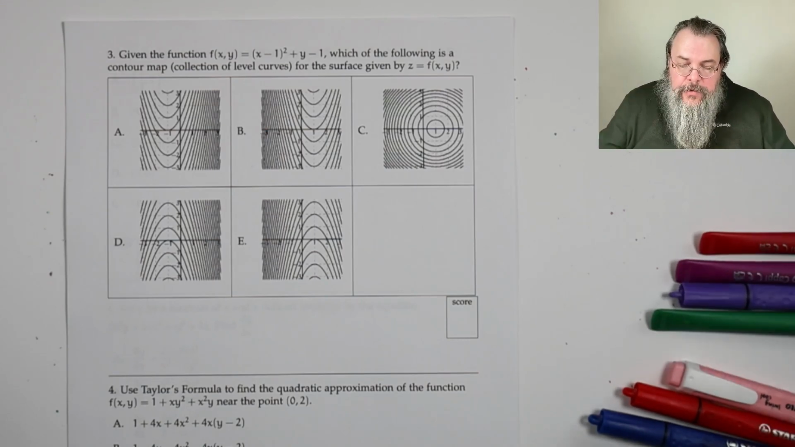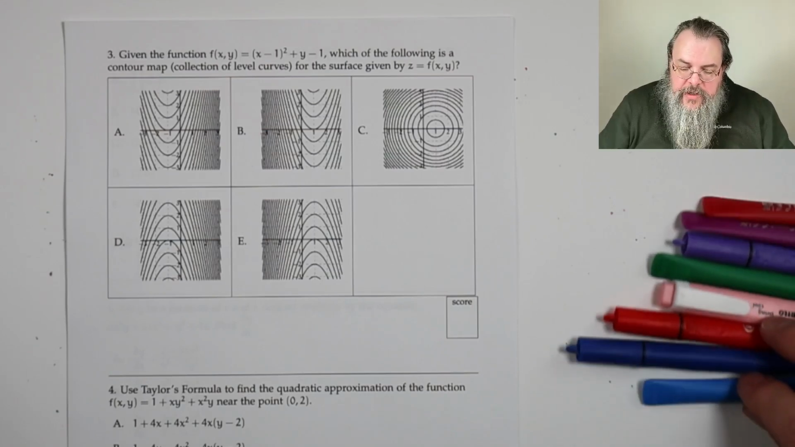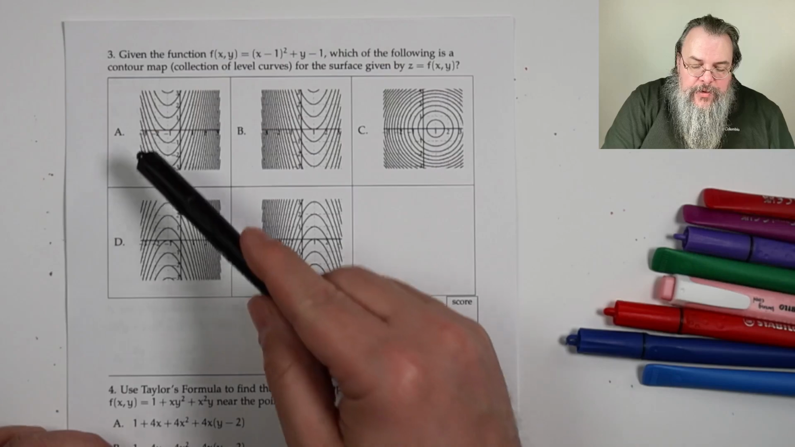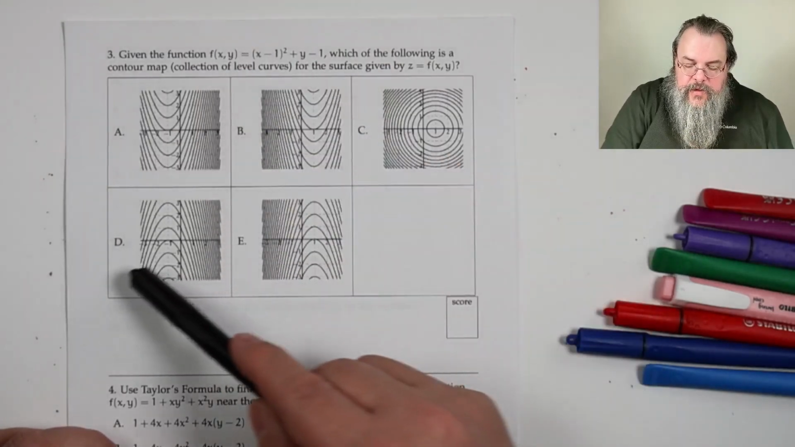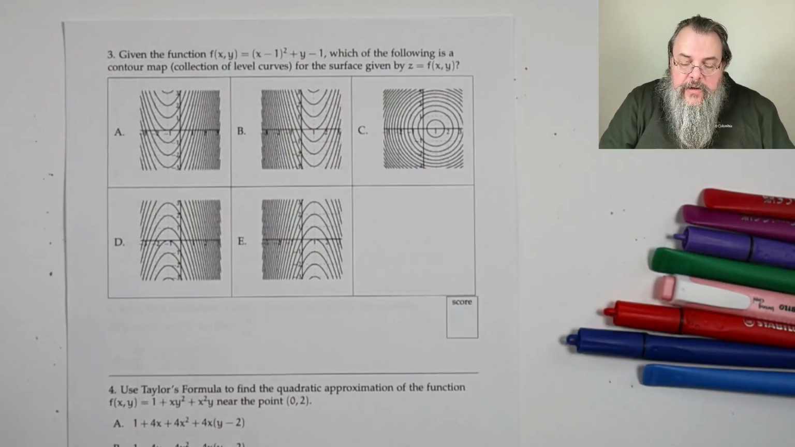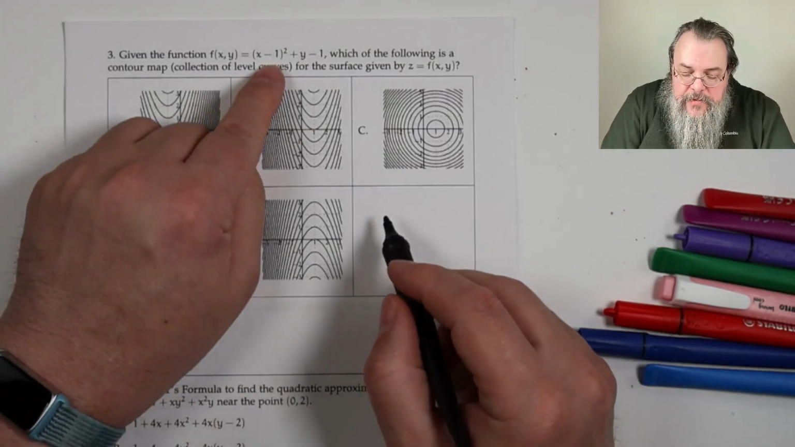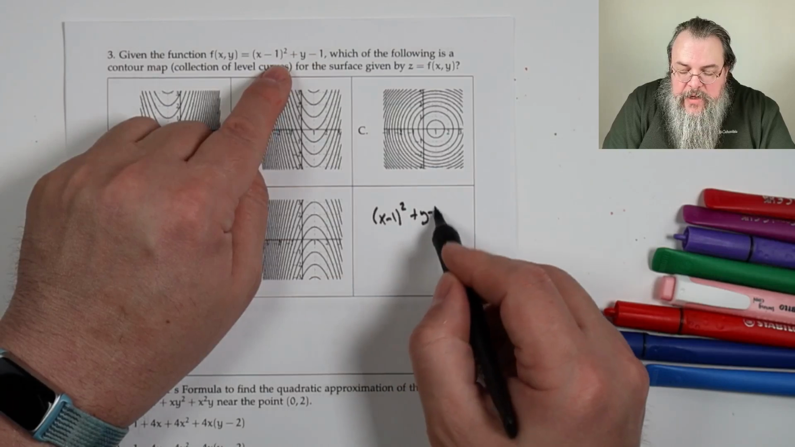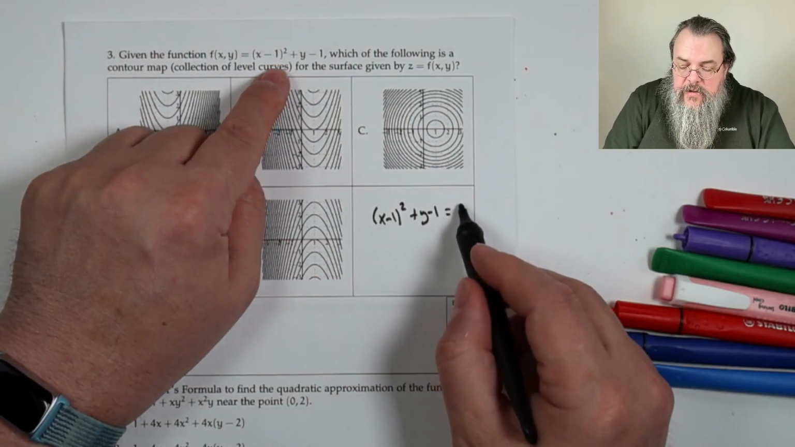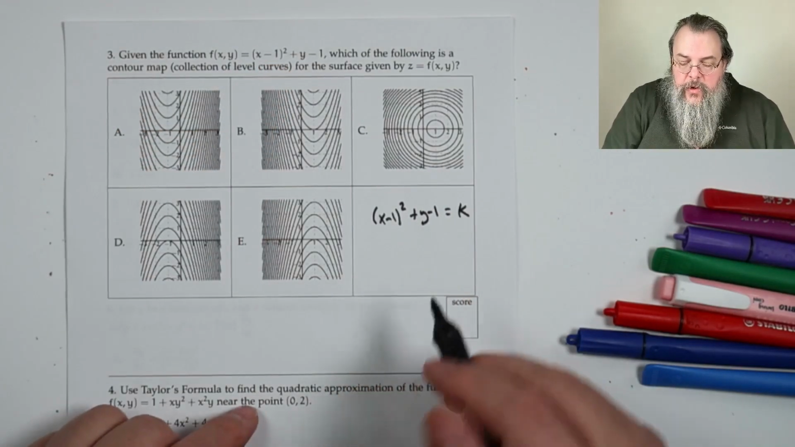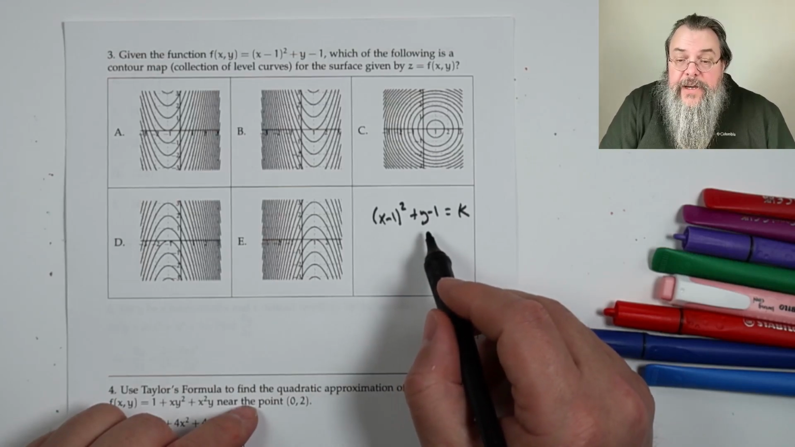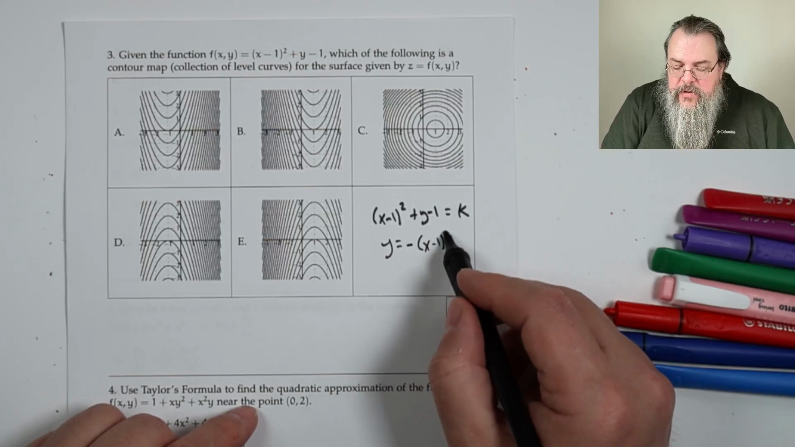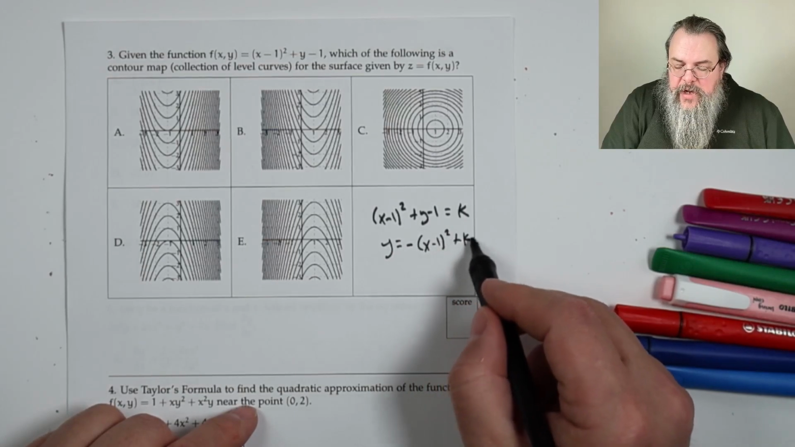Now, how do we do it? Well, there's a couple ways to do it, but basically we say, what does a level curve look like? Because what do we see? We see parabolas going up, we see parabolas going down, we see circles. And so we just say, well, imagine we have a level curve. It looks like (x minus 1) squared plus y minus 1, in other words, the function, equal to some constant k. Well, we can solve for y. So we look and say, well, this is y equals minus (x minus 1) squared plus k minus 1.